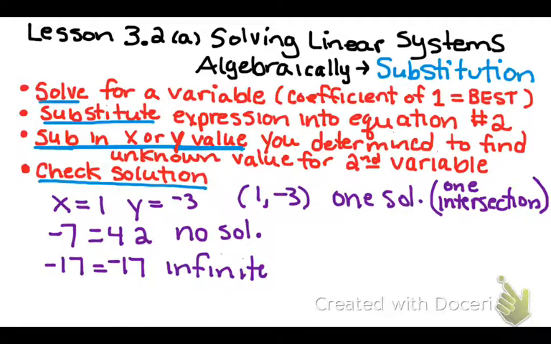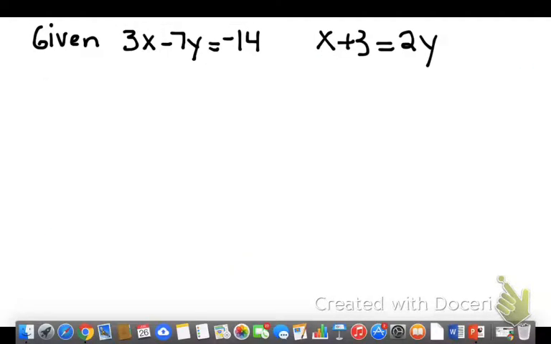Now we'll try one together. We are going to solve the system using the substitution method, so that means we need to isolate a variable. And we said that when we have a coefficient of 1, this is a good variable to isolate. So we're going to subtract 3 from both sides, so I end up with x equals -3 plus 2y.